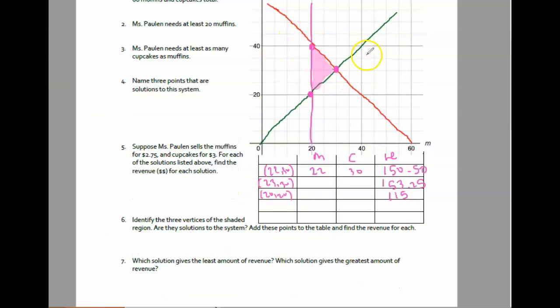All right, sorry about that. Technical difficulty, so I had to redraw it. Suppose Miss Paulin sells muffins for $2.75 and cupcakes for $3.